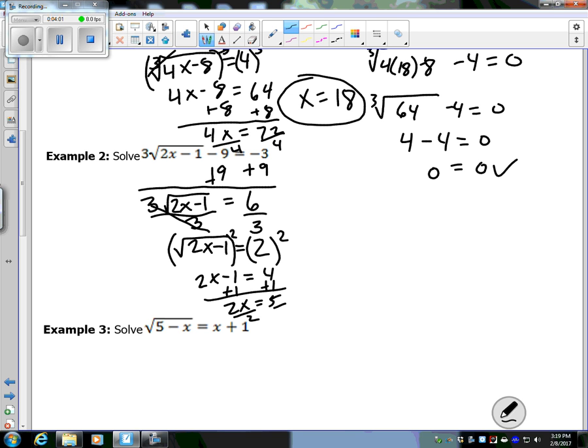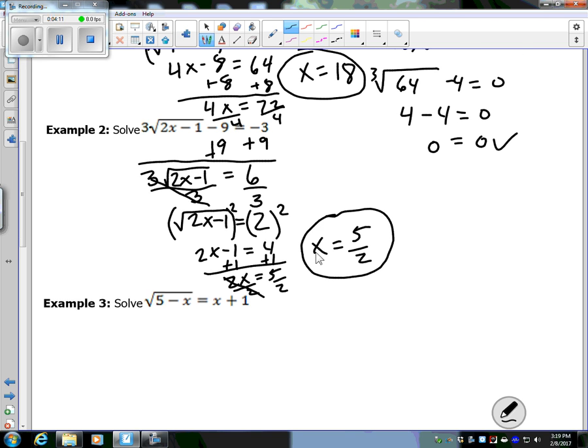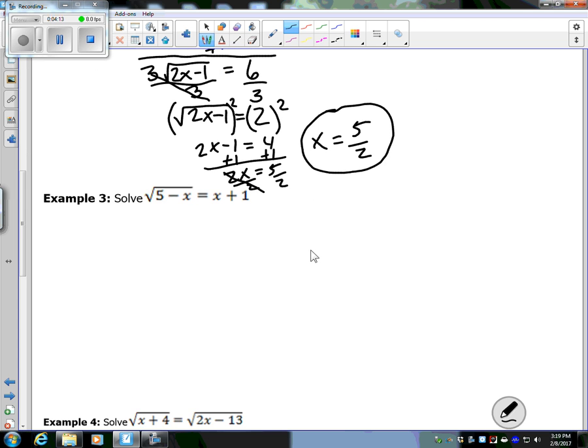So we didn't do anything with a quadratic here, so you technically do not have to check it. It's going to be a solution. If you ever have a quadratic at any point in the problem, you're going to have to check to make sure it is a real solution.